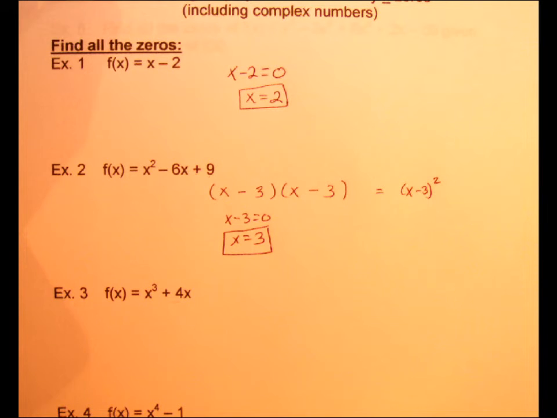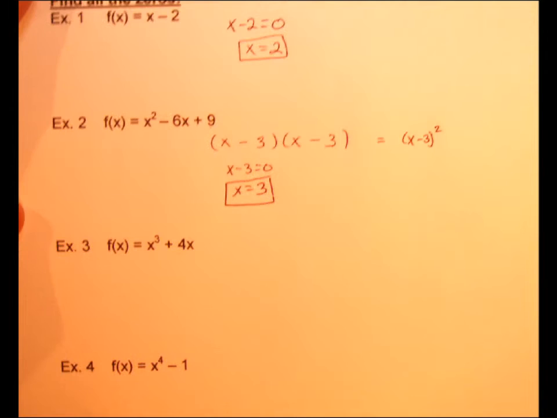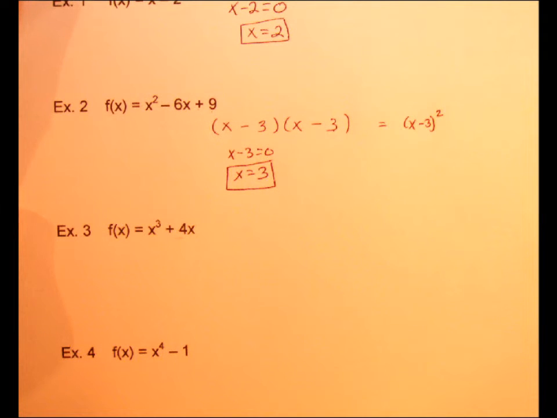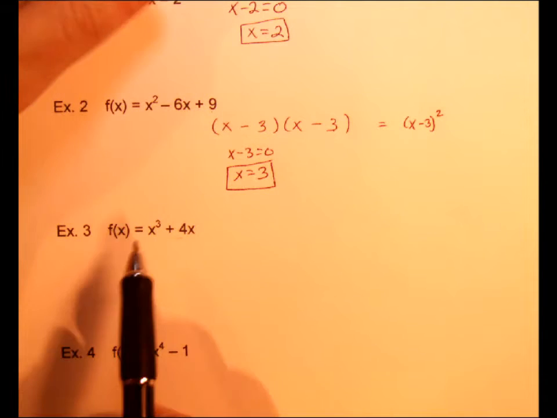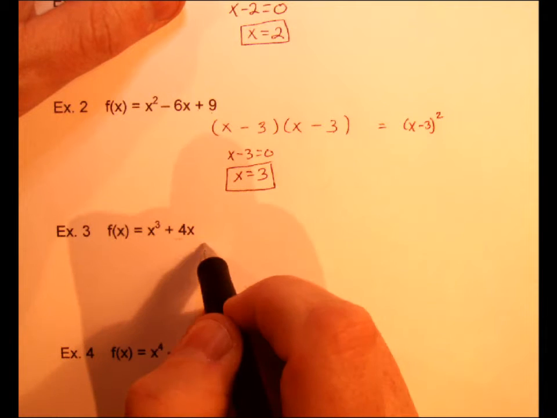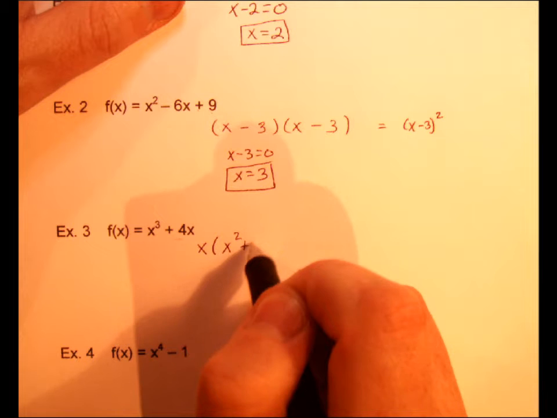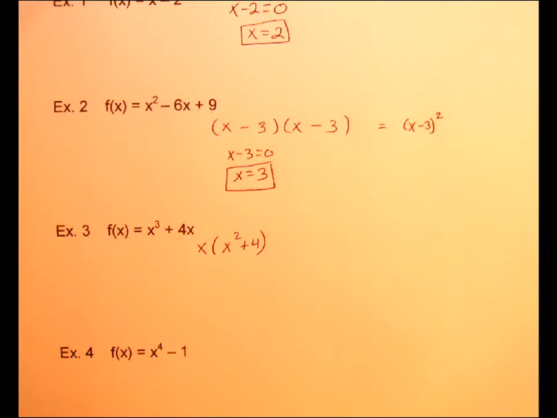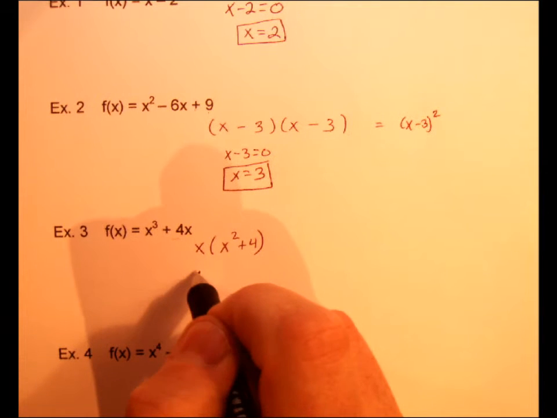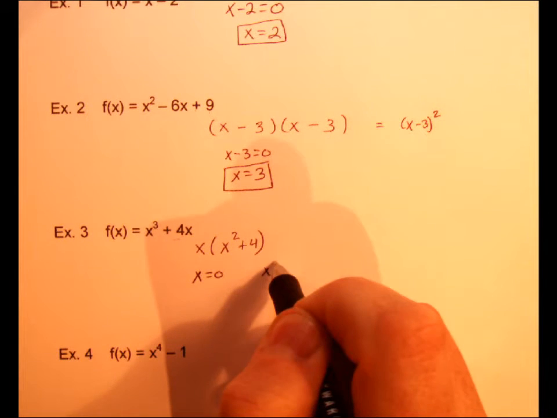Okay? So now, going on to example number 3, we have x cubed plus 4x. Okay, I look to see, can I factor out anything that's common between those? Well, I can factor out an x between both of those. So if I factor out an x, I'd have x times x squared plus 4. Now the x squared plus 4 is almost the difference of squares, but not quite, because it's a plus instead of a minus. So that's as far as you can factor it. So now what we have to do is go ahead and set each factor equal to 0.